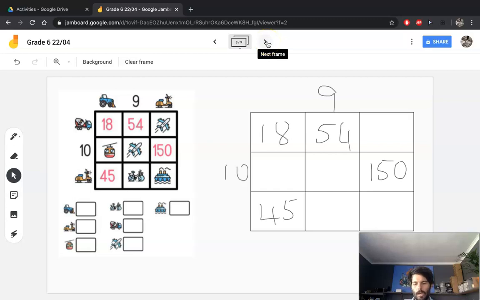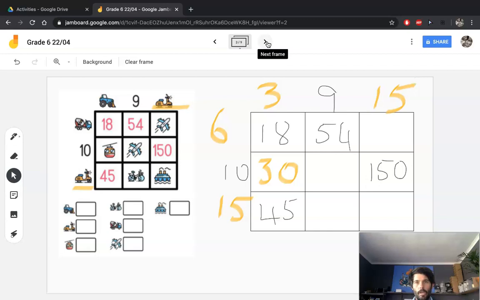The first thing I'm going to look at is what multiplied by 9 gives me 54, and that's going to be 6. So I'm putting 6 there next to the 18. I know 6 times 3 gives me 18. Okay, I know 10 times 3 gives me 30. And I know that the motorcycle must be 15. Okay, I've also recognized that there's 2 motorcycles, so I can repeat the 15.